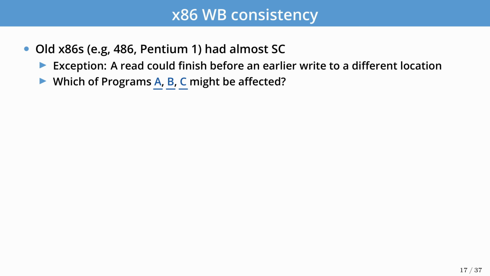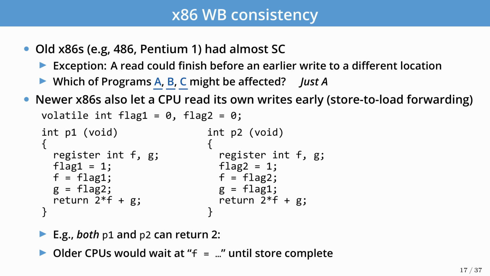So let's look at the most common consistency model, the write-back consistency model. This is what most programs use when they're running on a modern desktop. A few of the very old x86s, from 486s and the early Pentiums, almost had sequential consistency. Only one rule is broken, which is that reads can finish before an earlier write to a different location. So which of the three programs that we listed, A, B, and C, could be affected? It's just program A. The other two behave as sequentially consistent programs on these processors.